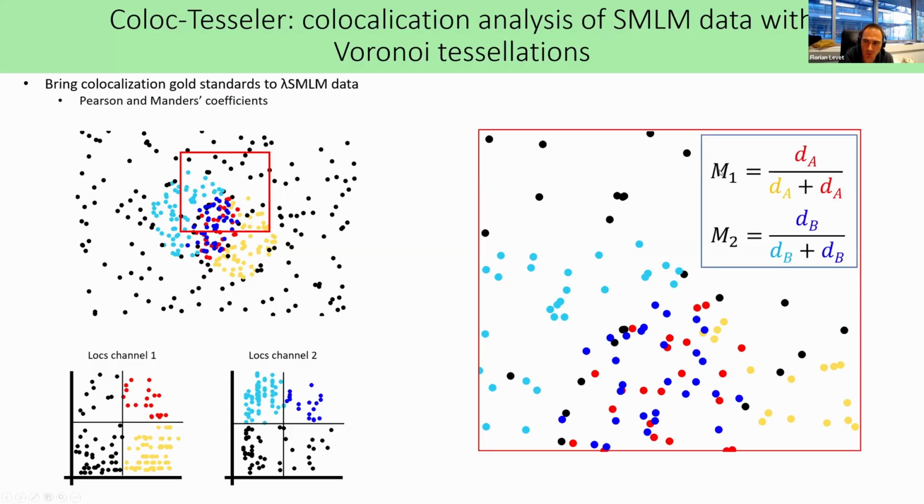And then you can compute the Manders coefficient in the two colors, the Manders 1 being the sum of all the density of the red localizations divided by the sum of all the density of the yellow and red localizations. And for the Manders 2, the sum of all the density of the blue localizations divided by the sum of all the density in the cyan and blue localizations.